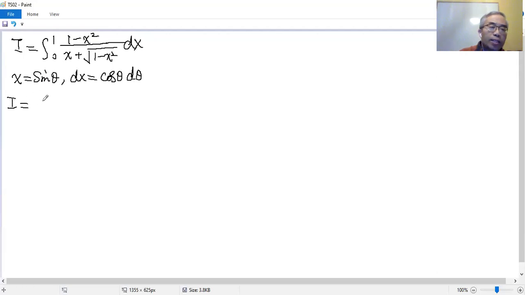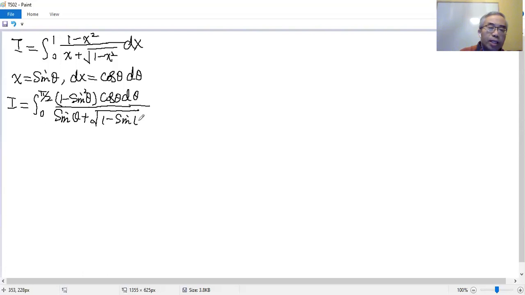So then I equals, when x equals 0, we know theta equals 0. When x equals 1, sin theta equals 1, so theta equals half pi, because sine half pi equals 1. So from 0 to half pi, the top now becomes 1 minus sine theta squared, and dx is cosine theta d theta. The bottom, sine theta plus square root of 1 minus sine theta squared.